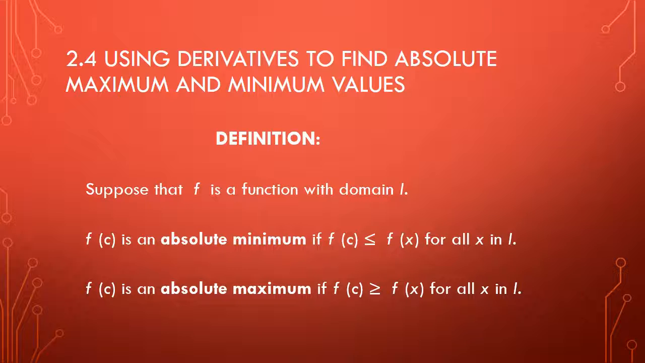And that's what makes them absolute. Notice this is over the entire domain of the function. Relative maxima and minima are the highest or lowest within an interval. The absolutes are highest or lowest within the entire domain.